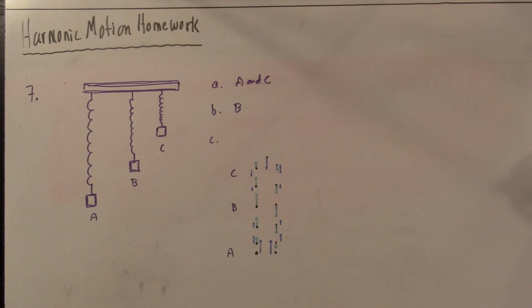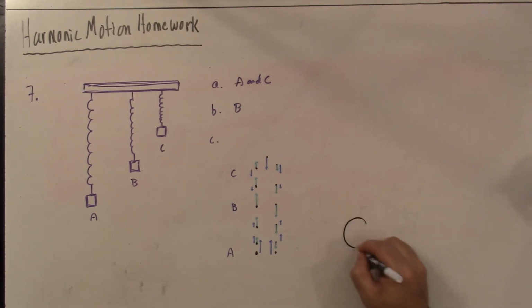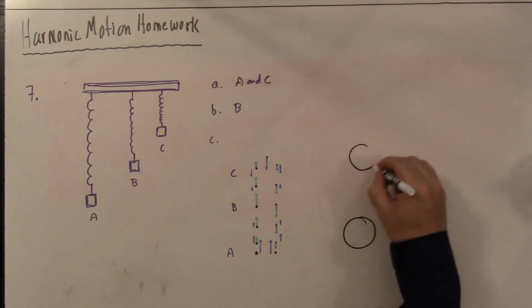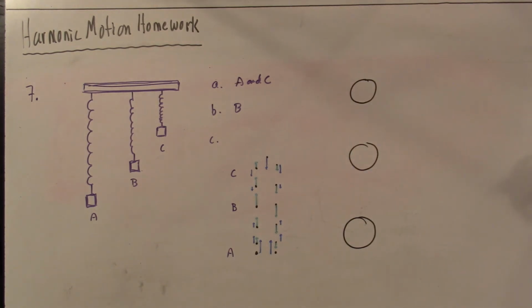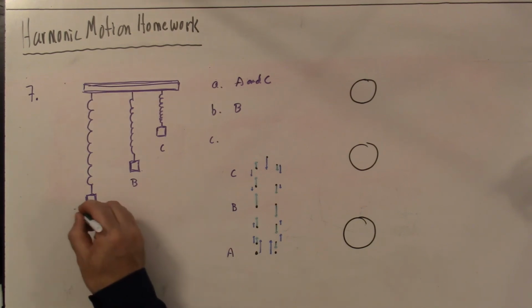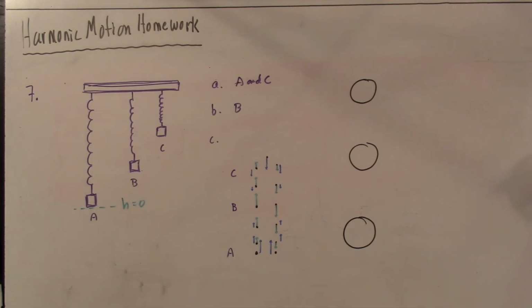Now if we're going to do pie charts, we'll do a pie chart for A, a pie chart for B, a pie chart for C. We'll call this down here our H equals 0, so there's no gravitational energy there. This one is stopped, so there's no kinetic energy. It's at 0 height, so no gravitational energy, so this one would be all elastic energy.